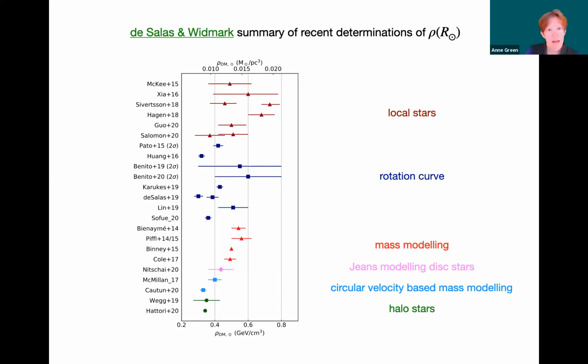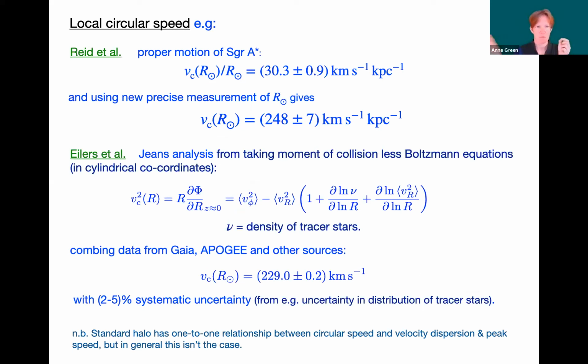Right, so then let's come on to the local circular speed. This is the speed at which the sun is moving around the center of the galaxy. This is important for two reasons. As we've already seen, the velocity dispersion of the dark matter particles is related to the circular speed, or at least they're two different probes of the same thing.